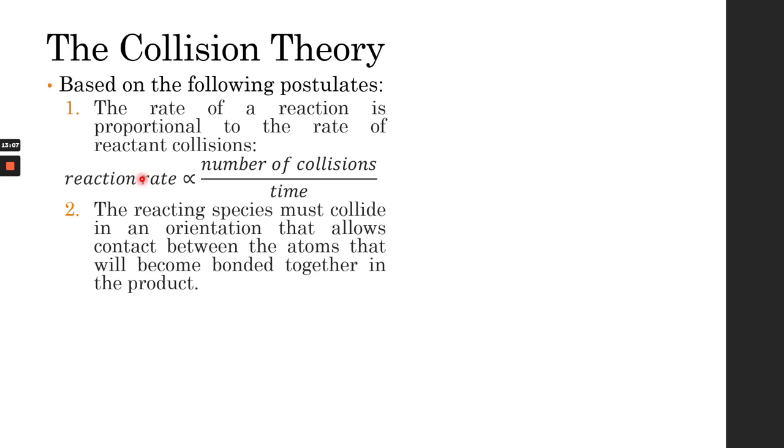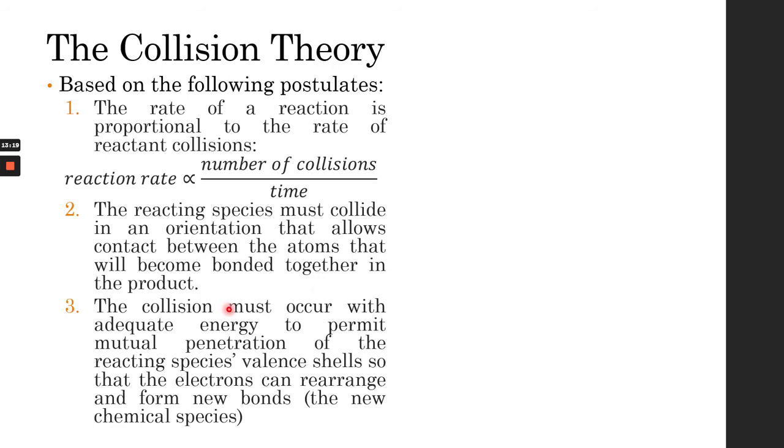The second postulate is the reacting species must collide in an orientation that allows contact between the atoms that will become bonded together in the product. So mamaya I will show you. Let's go first to the third postulate natin. So third postulate, it says that the collision must occur with adequate energy to permit mutual penetration of the reacting species' valence shells so that the electrons can rearrange and form new bonds.